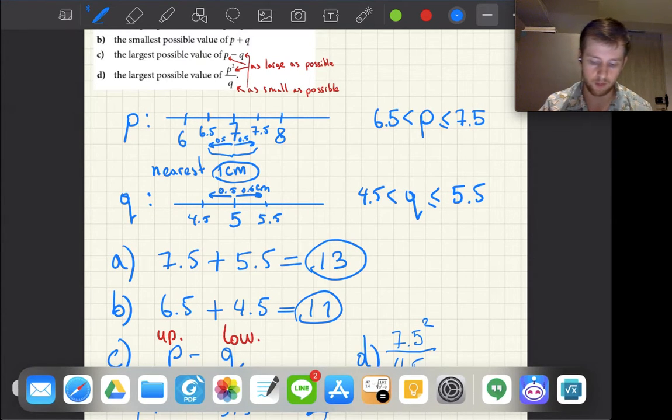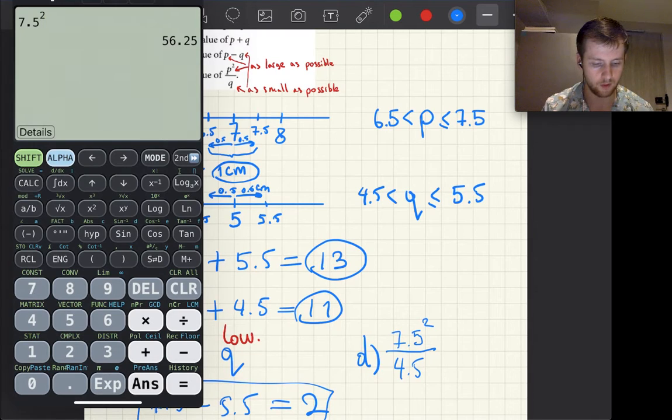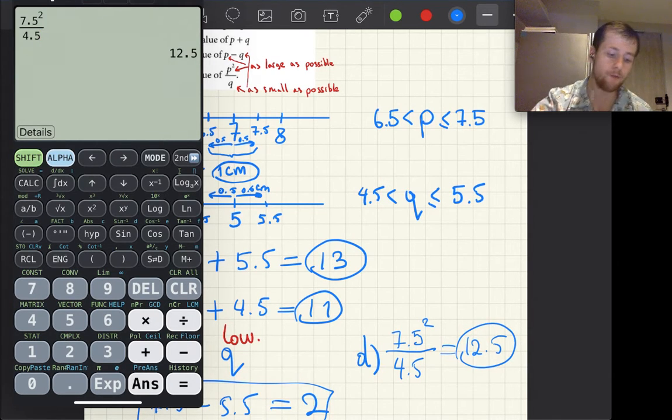For this part, I'm going to use a calculator, of course. 7.5 squared over 4.5. 12.5 is the answer here.